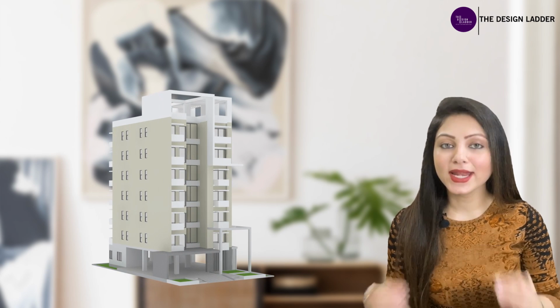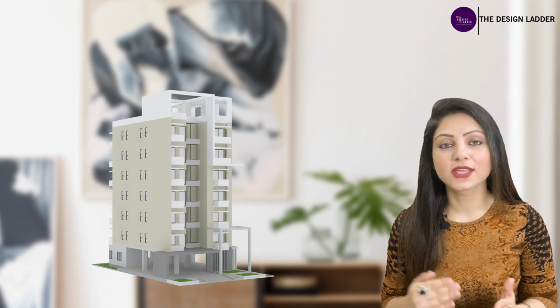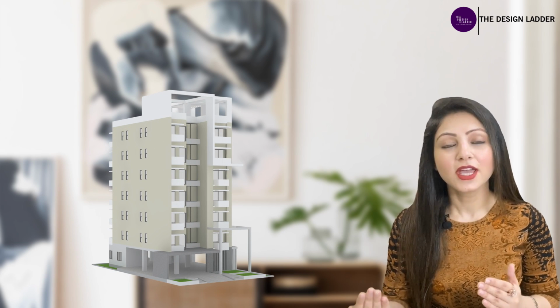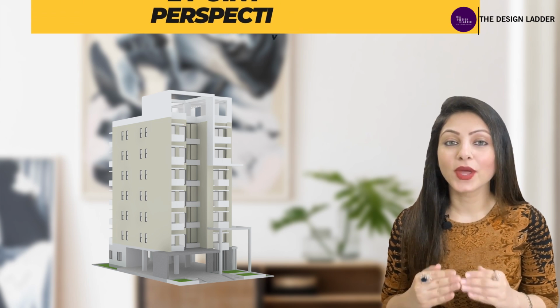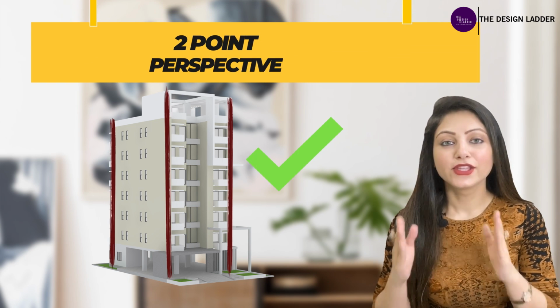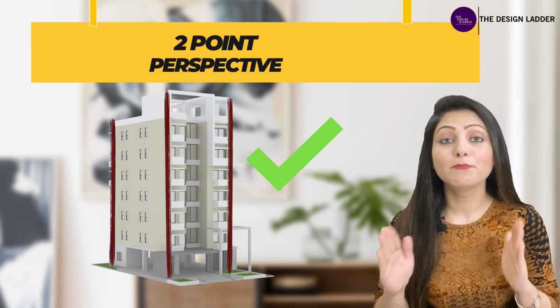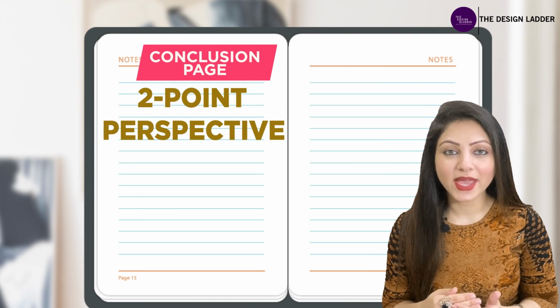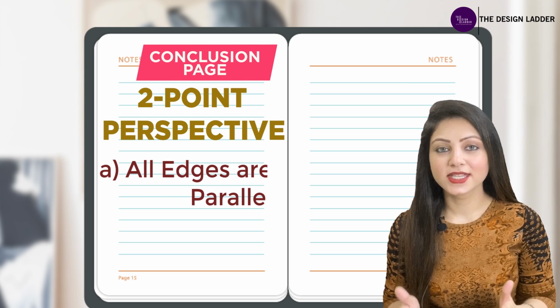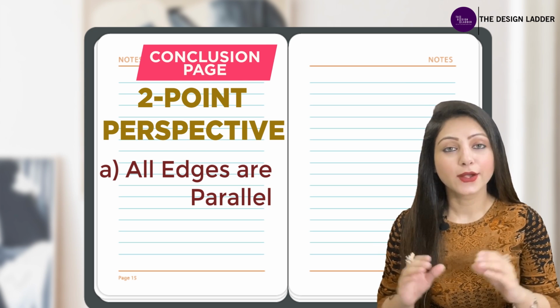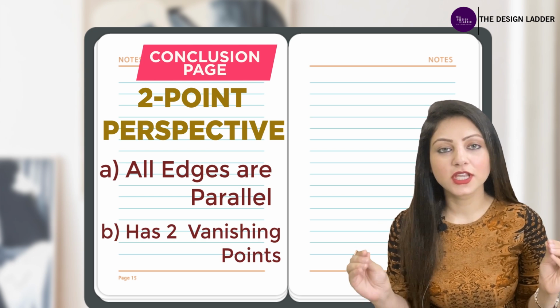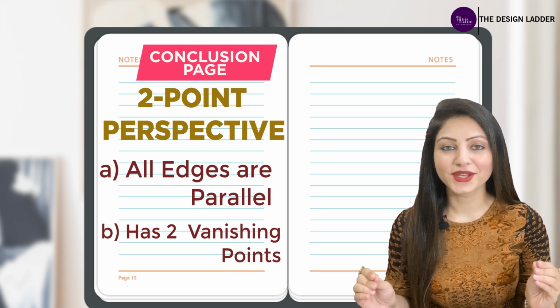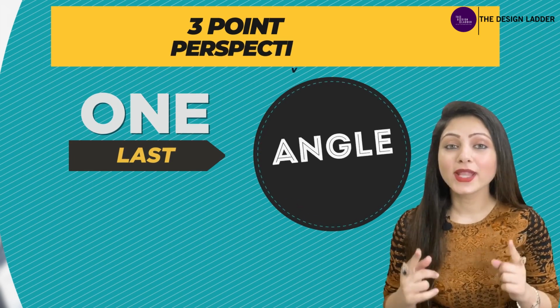Similarly, if we view any building from the edge of it instead of viewing it from the face of it, we are viewing the same building now in 2-point perspective. And the 3 edges of the building remain parallel to each other. So now we can conclude that in 2-point perspective, all of the 3 edges are parallel to each other and all the side lines are converging to 2 different vanishing points. Interesting, isn't it? So let's make it more interesting and view this cube from one last angle.